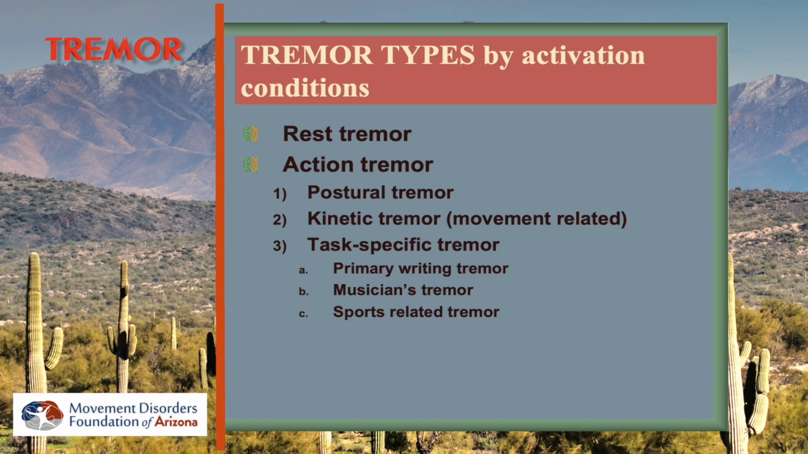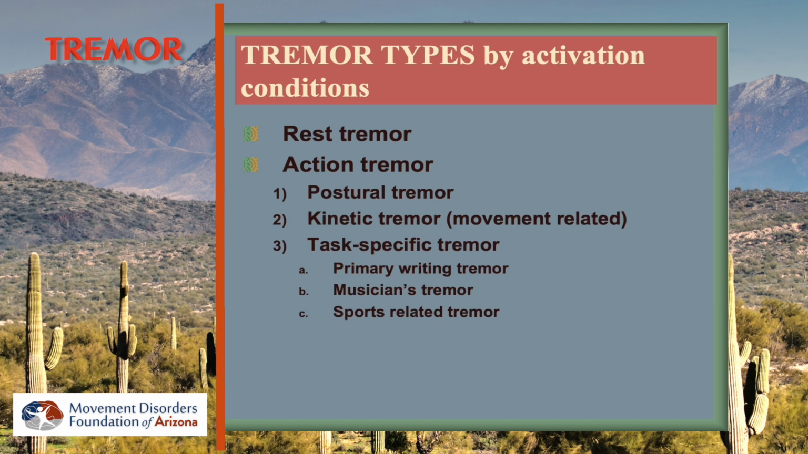And the first thing I look at when I see you in my office is what conditions bring out the tremor. So in terms of the activation conditions, I look for a rest tremor or an action tremor. Rest tremor is at rest, when your hands are resting in your lap, or you're just standing with your hands hanging freely at your sides, and you see a tremor of one limb. That's called a rest tremor. I'll show you videos in the subsequent slides though.